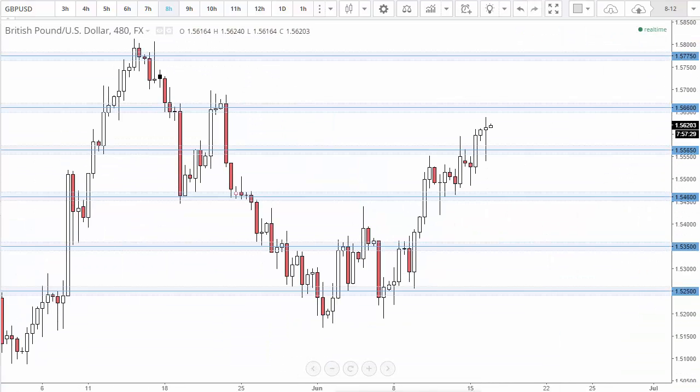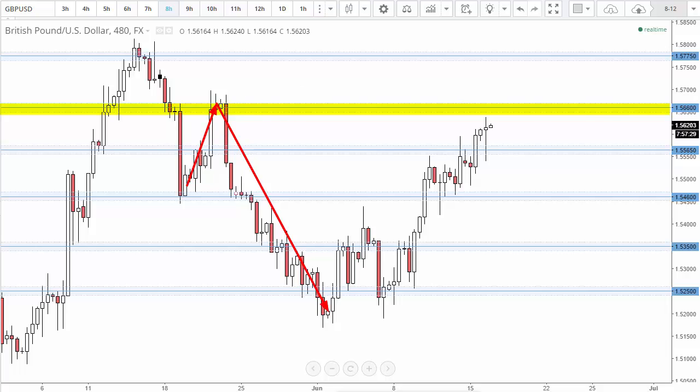Okay, so my first key resistance level for GBP USD is the 156.60, this one up here. This is a nice strong resistance area. It had a nice bounce here. Very strong bounce. Price came up to here and then just rushed down all the way to here. So that is a good level.